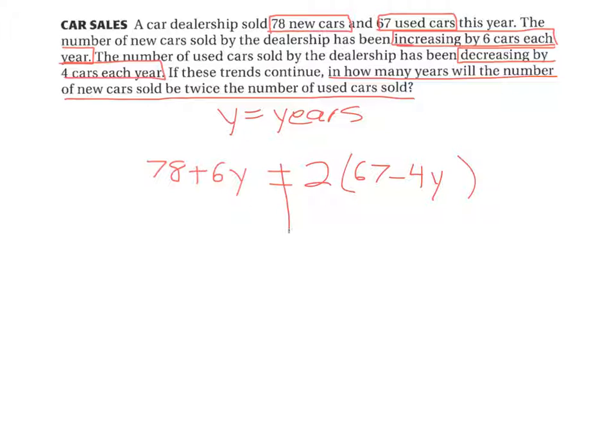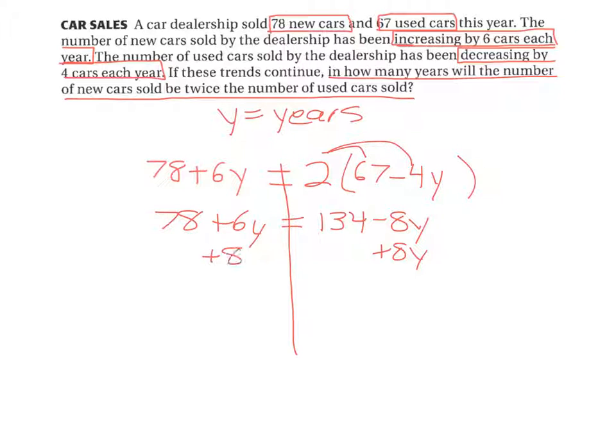Now once we have this equation, we know how to solve this. We can distribute the 2. We wind up with 78 plus 6y on the left, and that gives us 134 minus 8y on the right. Make sure you distribute to both terms. Now I'm going to eliminate this negative 8y by adding 8y. It's going to give me 78 plus 14y equals 134. After those 8y's cancel out, subtract 78.